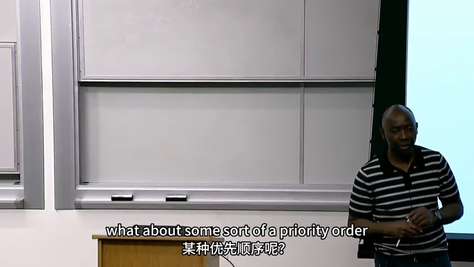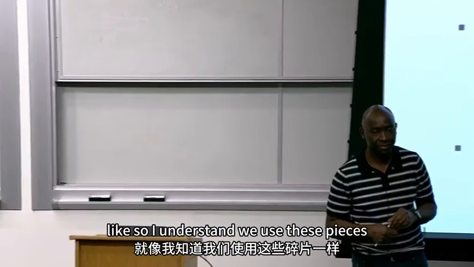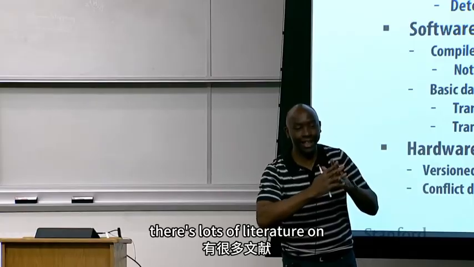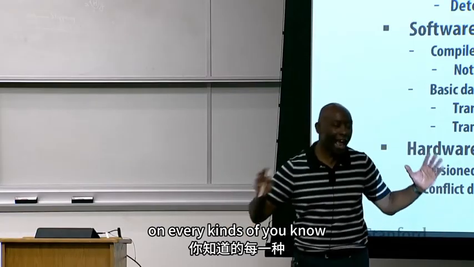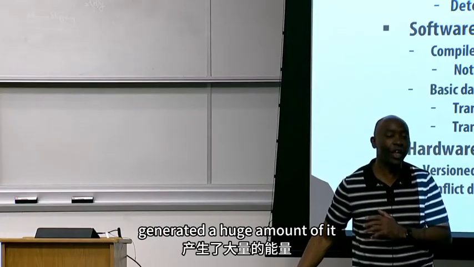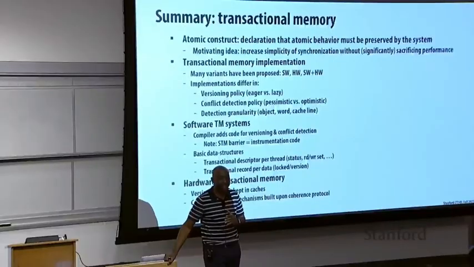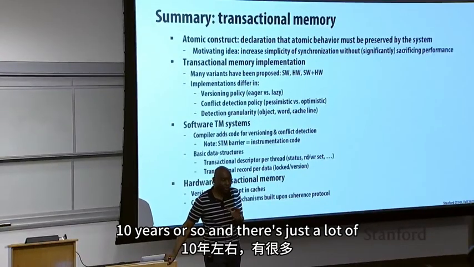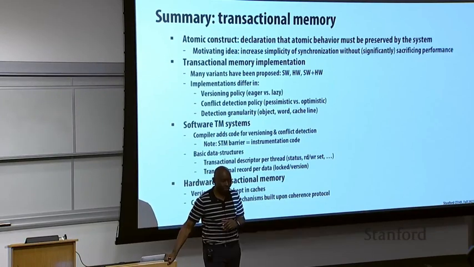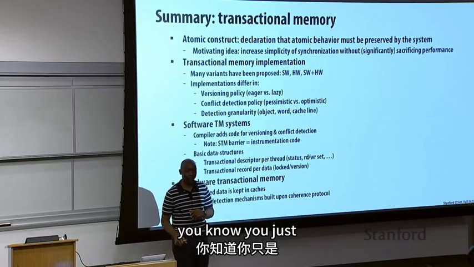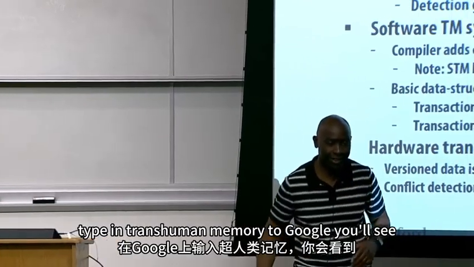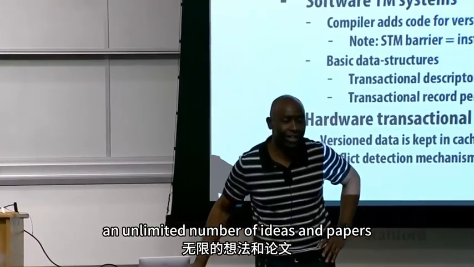So you'd like to reuse the same resources. What about some sort of a priority order? So I understand we use B specifically. There's lots of literature on this. Transactional memory has been an area that has generated a huge amount of it. If you go back 10 years or so, there's just a lot of work in this area, and I can point you to it. If you just type transactional memory into Google, you'll see an unlimited number of ideas and papers.